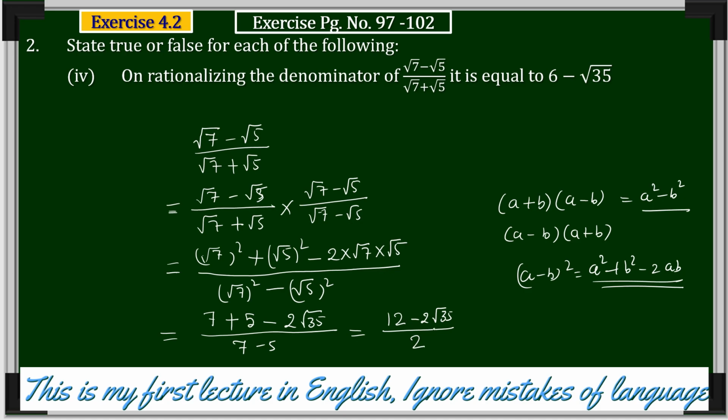Take 2 common, or you can write 12 upon 2 minus 2 upon 2 root 35. Now cancel: 6 times 2 is 12, and 2 ones are 2. So finally the answer is 6 minus root 35. That is given in the statement, so this statement is also true.